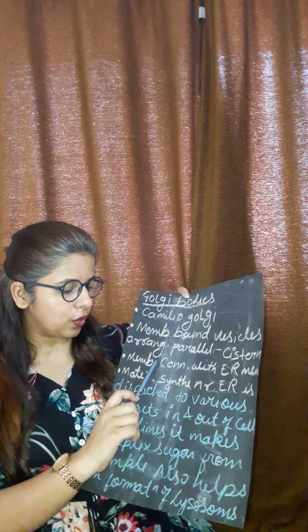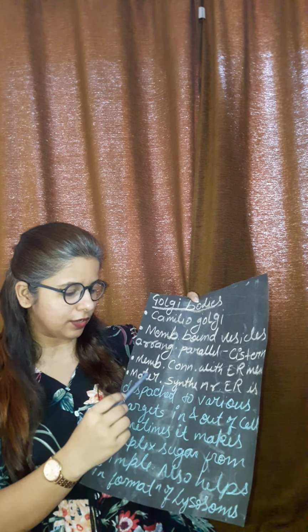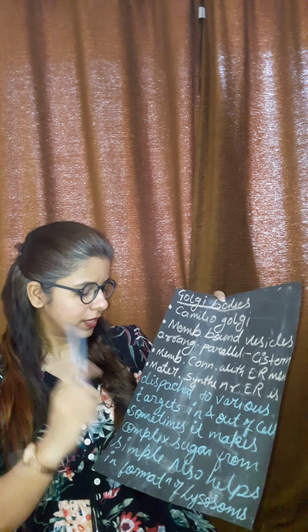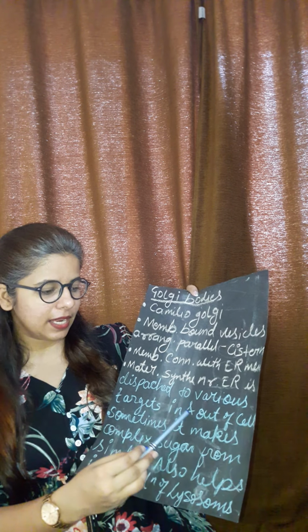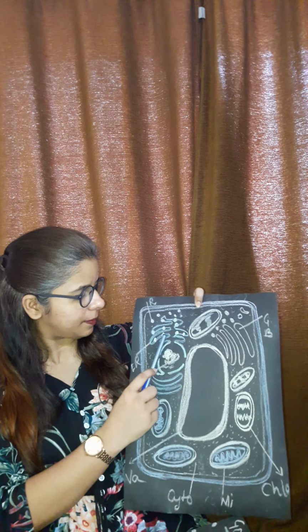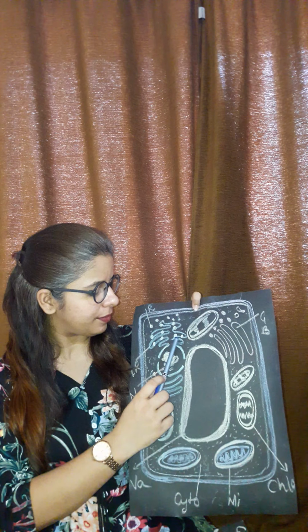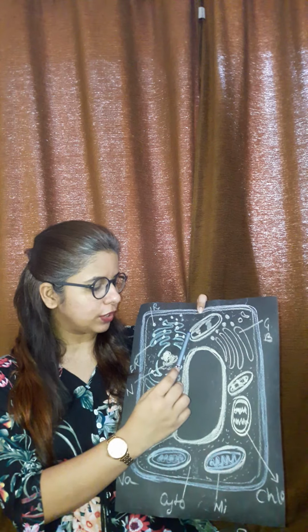And the outer membrane of the Golgi bodies is also connected with the outer membrane of the endoplasmic reticulum, because the materials which are synthesized in the endoplasmic reticulum will be packed and dispatched to the various targets in and out of the cell. I showed you in the last class that near the nucleus there is the endoplasmic reticulum. So most of the time the outer membrane of the endoplasmic reticulum is connected with the membrane of the Golgi apparatus. Why is it connected like that?